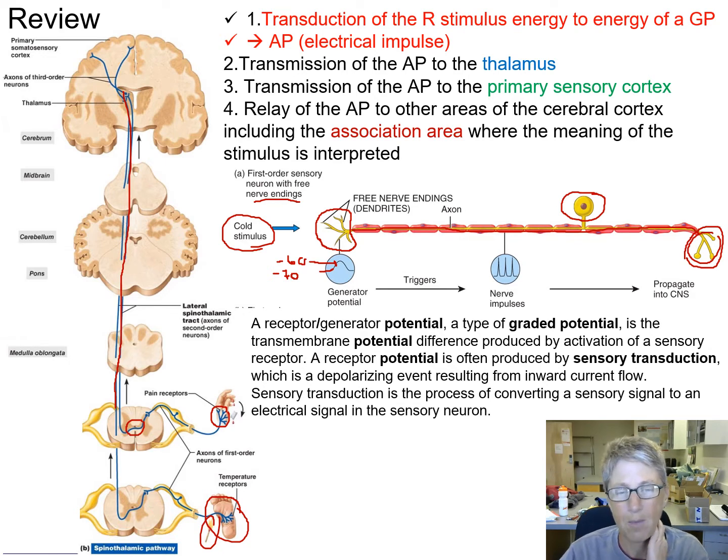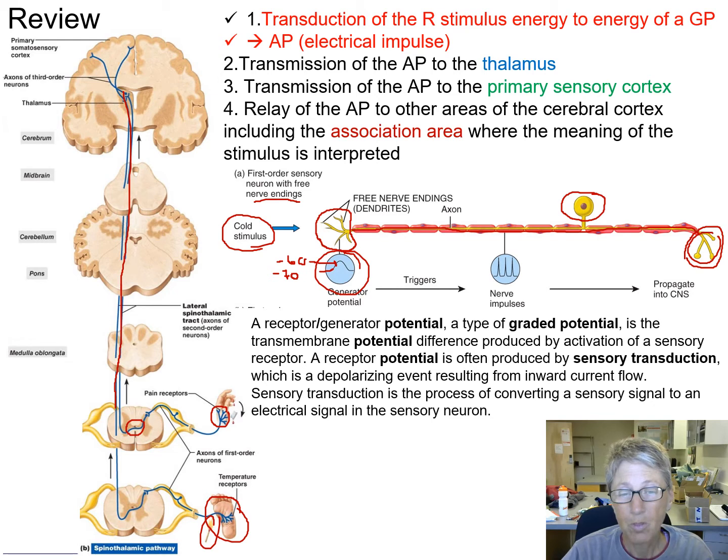Interesting here, there are different names for these generator potentials. This generator potential in the cartoon can also be called a receptor potential, but it's a type of graded potential. We talked about graded potentials and action potentials when we did an overview of the nervous system. Basically, this generator potential or receptor potential is a transmembrane potential, going across the plasma membrane of the dendrites here. It's produced by activation of a sensory receptor. So these free dendrite endings are the sensory receptors.